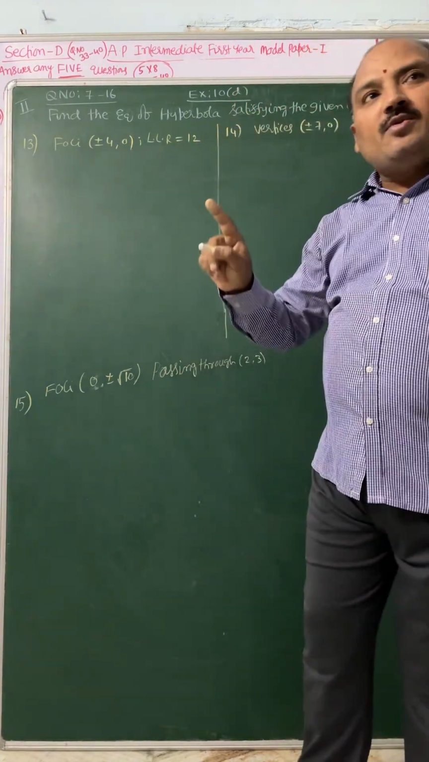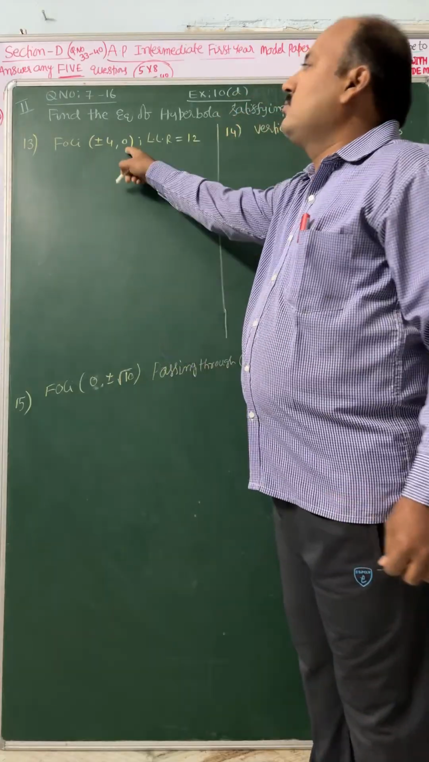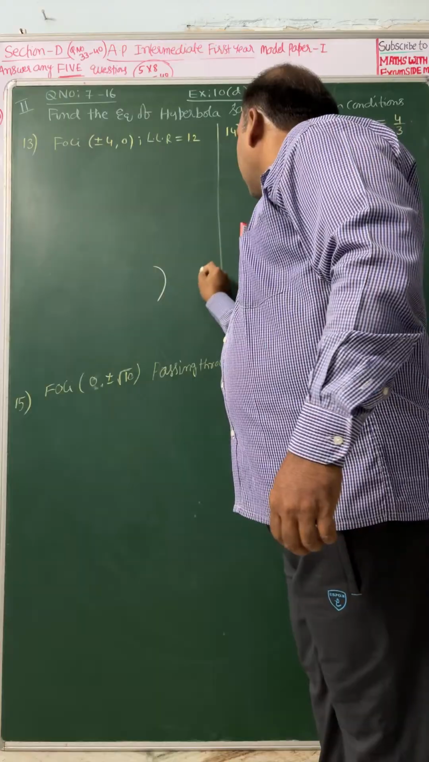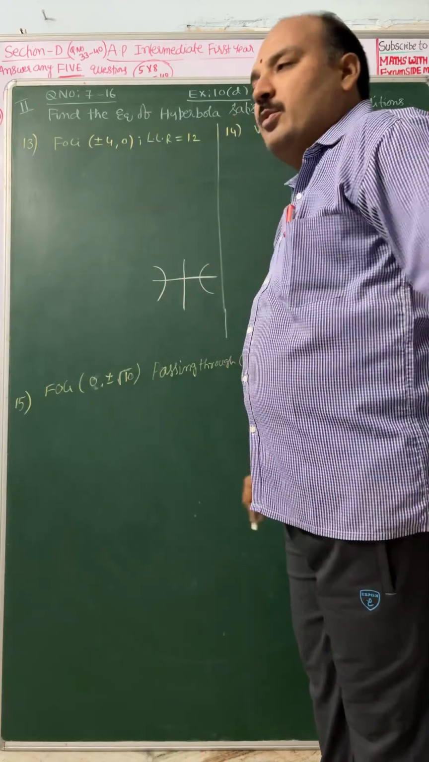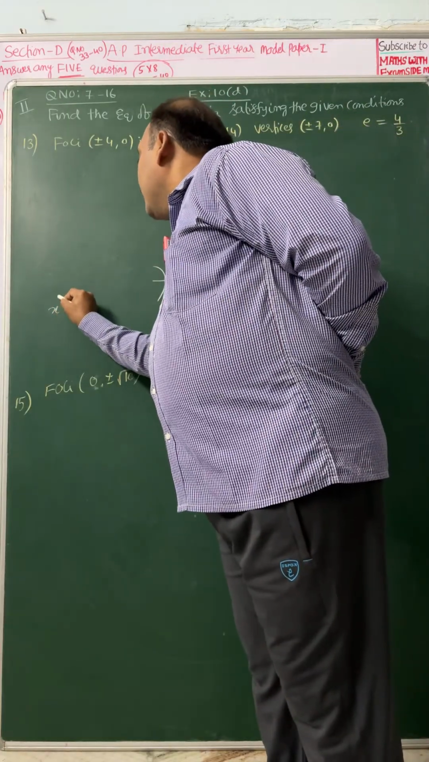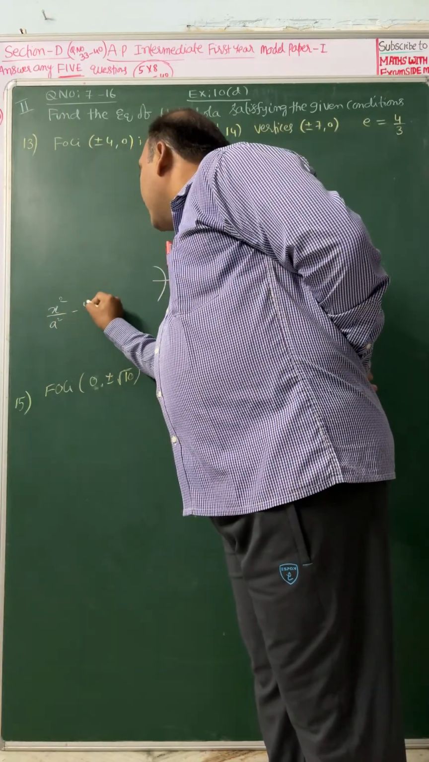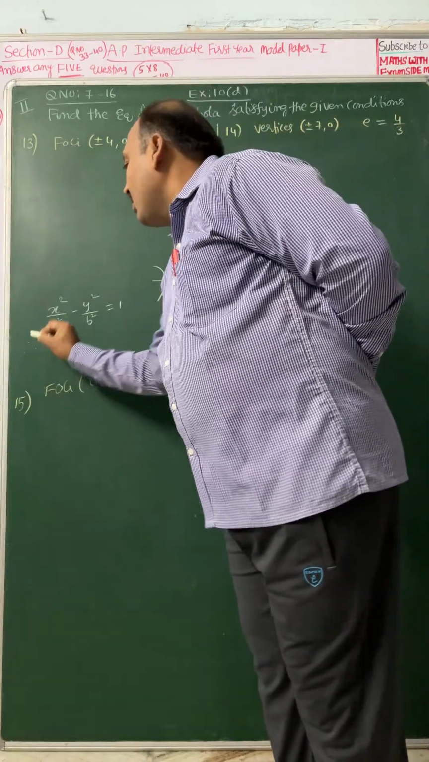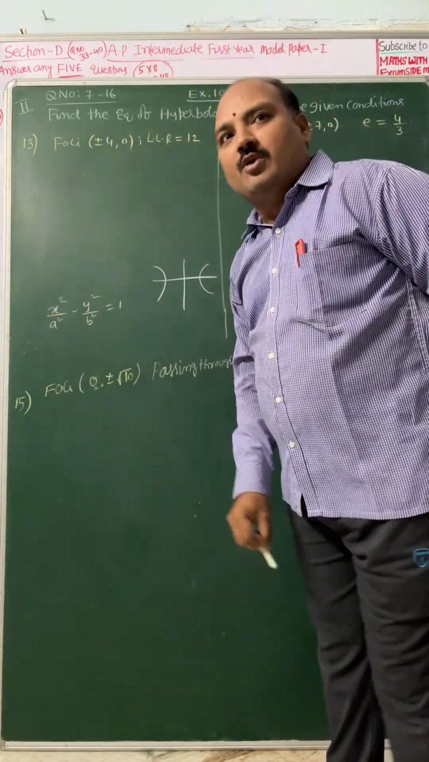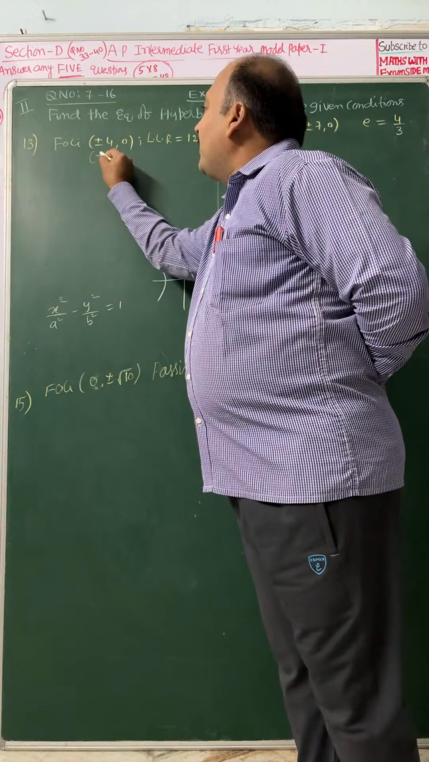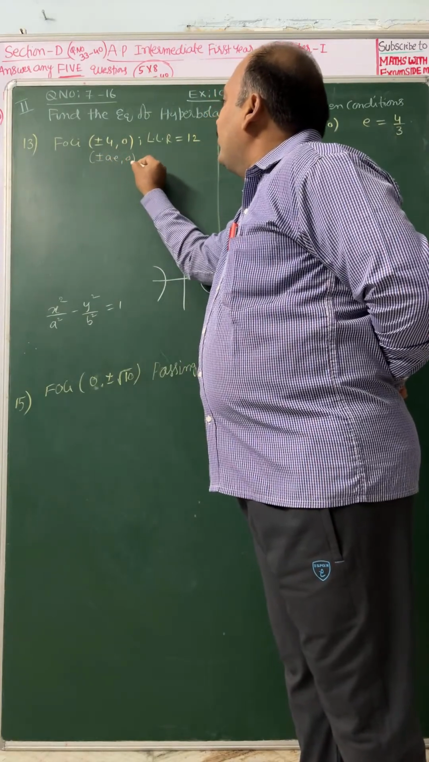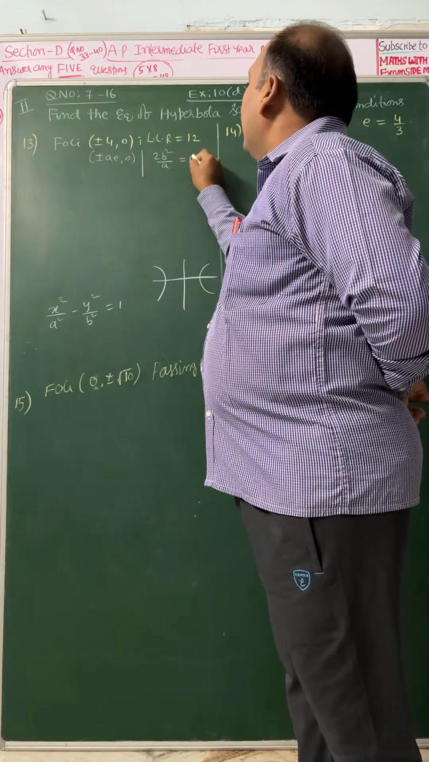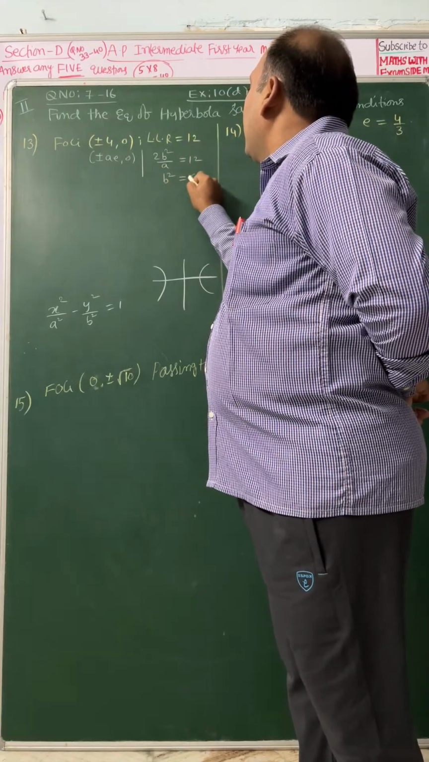Foci, we observe that it lies on the transverse axis. That means it will be in this form. So the standard equation is x square by a square minus y square by b square equal to 1. There only you can substitute, students, after getting the values of a square and b square. Compare with plus or minus ae, 0 and 2b square by a is equal to 12. So b square equal to 6a.